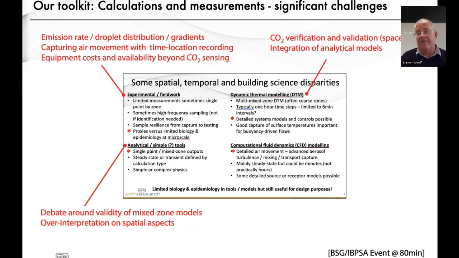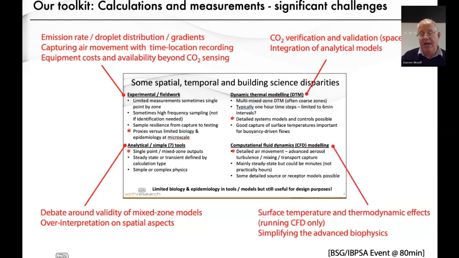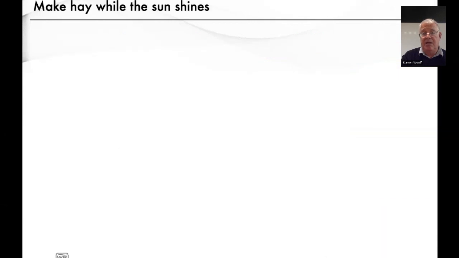Then there's the verification and validation on the thermal modelling side and how you might be able to integrate some of those analytical models. And on the CFD, quite often they run without surface temperature models, but there are surface temperature effects and thermodynamic effects. And bringing in some of the advanced biophysics is something that is going to come.